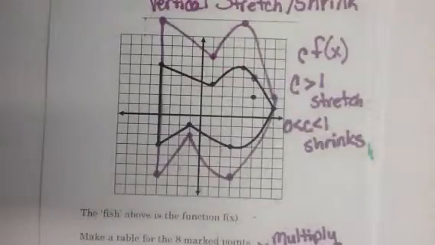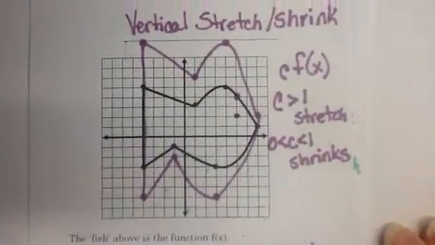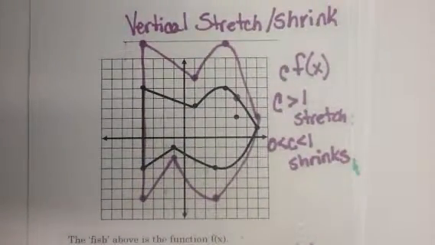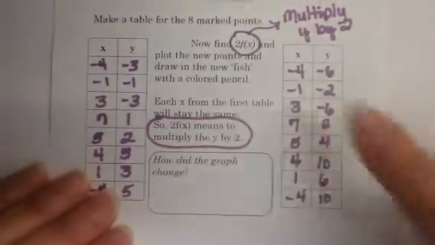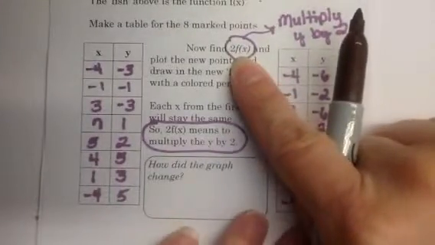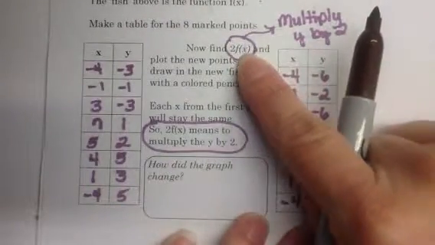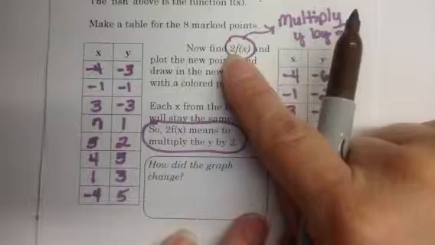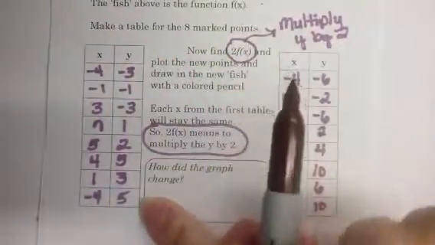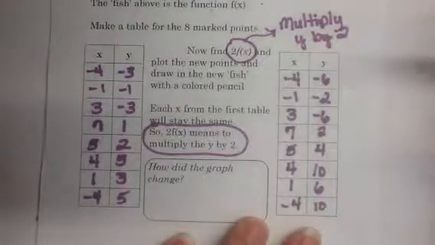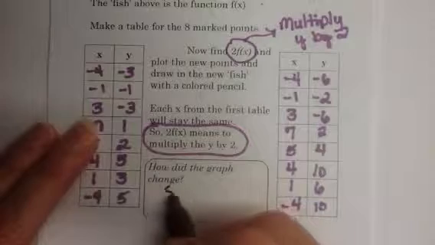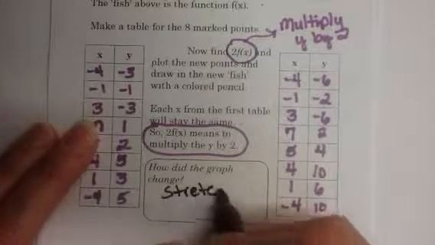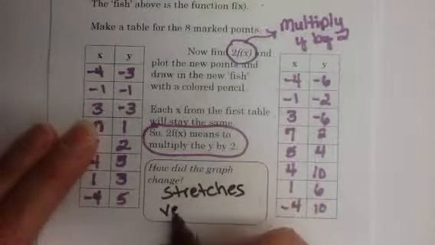Okay? The next one are shrinking and stretching. We can shrink and stretch vertically or horizontally. On this one, we had 2 times f of x. Remember that f of x is y, so this means we're multiplying y by 2. So x's all stay the same, y's multiply by 2 to get this. And how did this graph change? It stretched vertically.